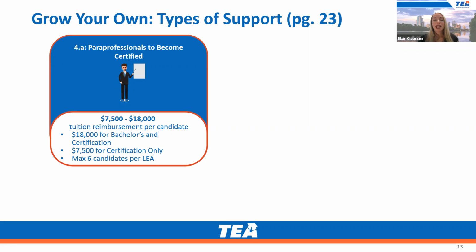If they're working on certification only, they can receive a stipend up to $7,500. If they're working on finishing their bachelor's degree and obtaining a teaching certificate, they can receive a stipend up to $18,000. The district will also receive funding to cover administrative or indirect costs, which is either $500 or $1,000 per candidate, which is dependent on which track that the candidate is pursuing. Also, I do want to call out that there is a limit of 6 paraprofessional candidates per LEA.